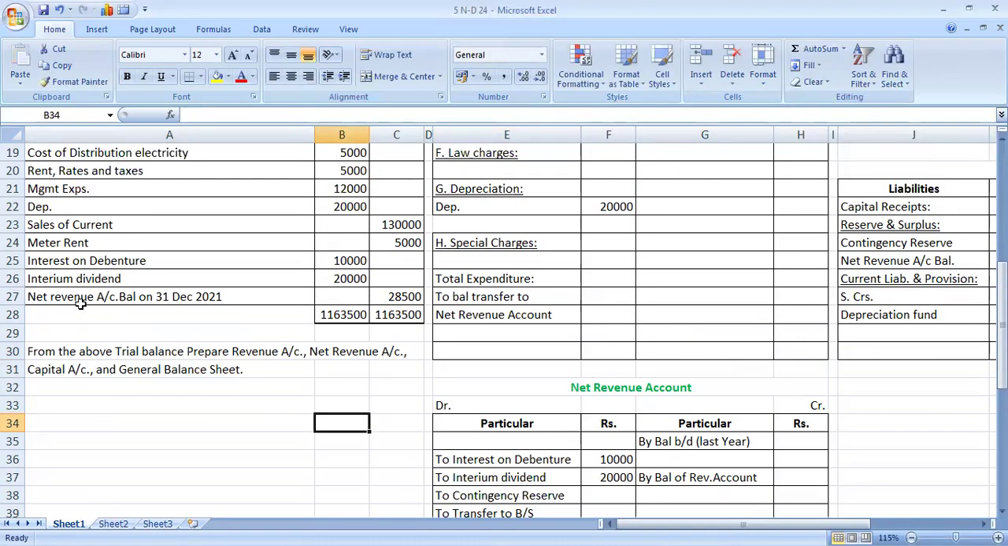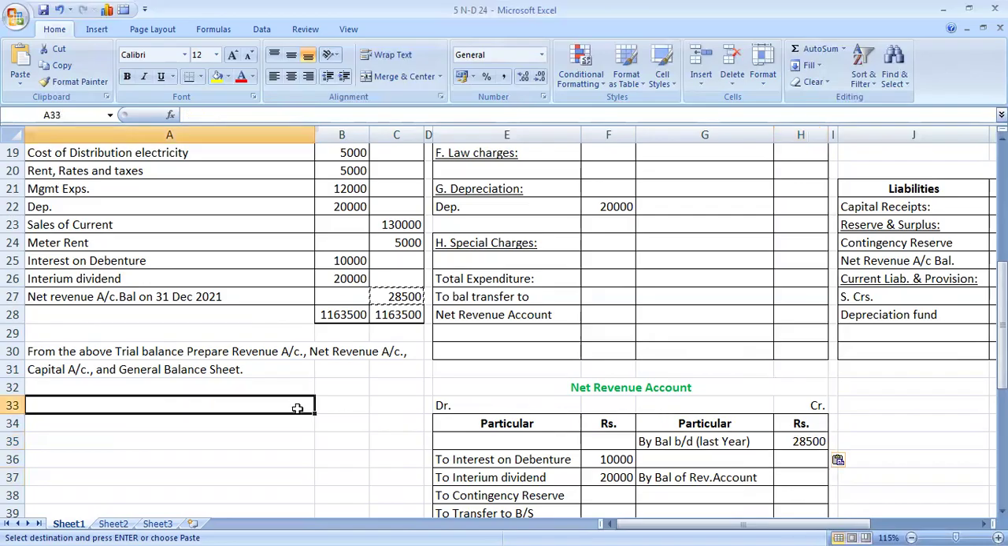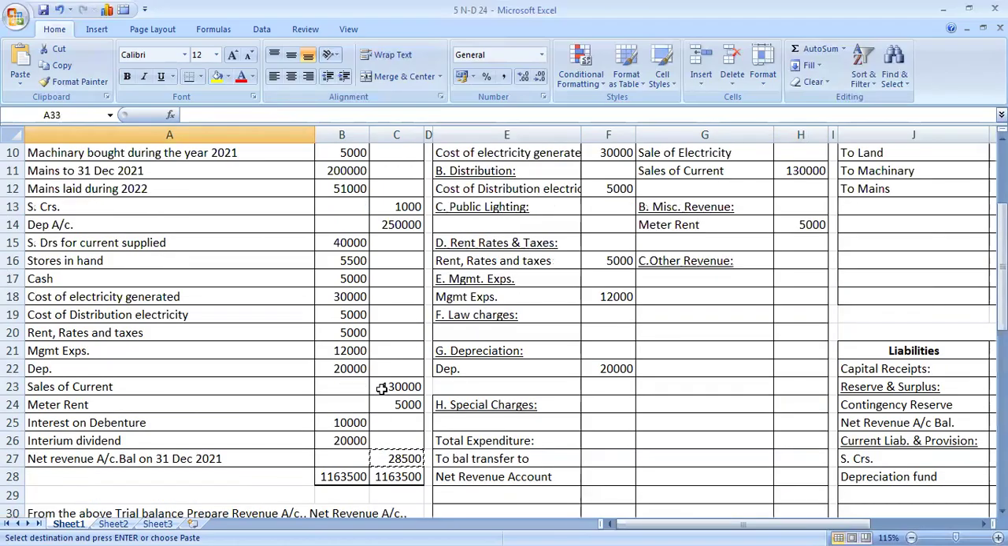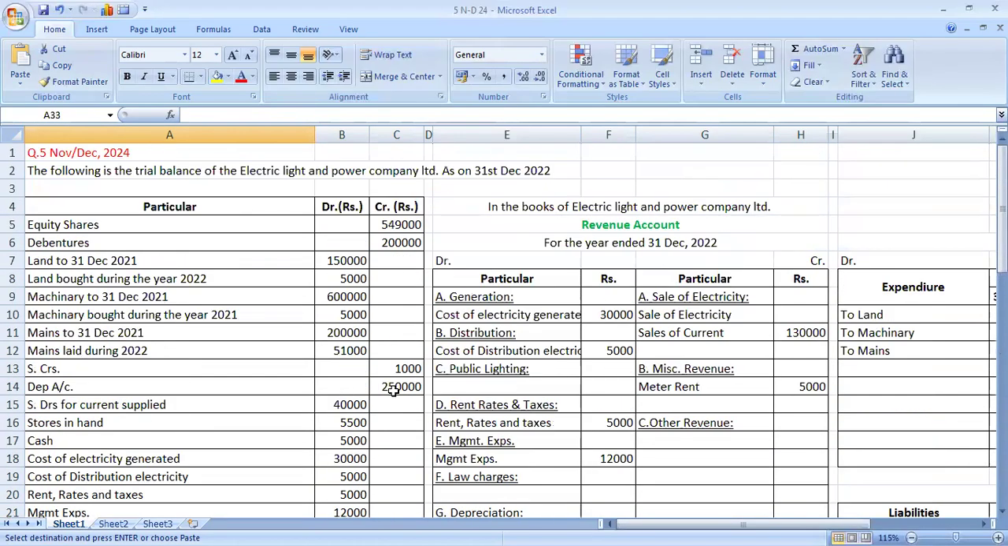Next, net revenue account balance on 31st December 2021. This item goes to the net revenue account credit side as an opening balance. It means this is the last year's balance. Net revenue account credit side 28,500. Now the trial balance is over. Now I am closing one by one account.